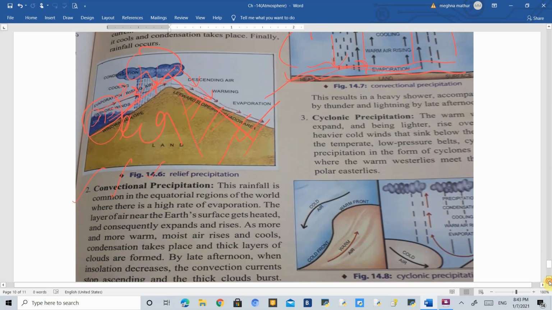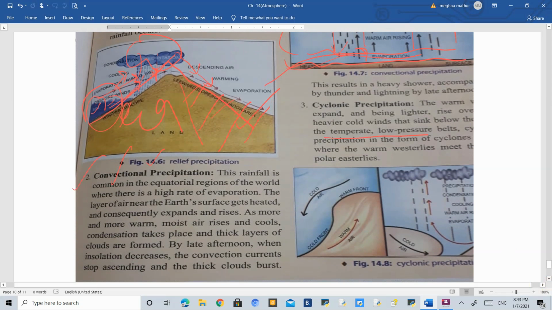Cyclonic precipitation is totally different because it happens in the temperate low pressure belt. Convectional and relief precipitation happen in the torrid zone, but cyclonic precipitation is totally different. It happens in the temperate low pressure belts. The warm air will expand, become lighter, and rise into the atmosphere, and it will develop over the cold winds, and then the clouds will form and heavy rainfall will happen. That is called cyclonic precipitation.